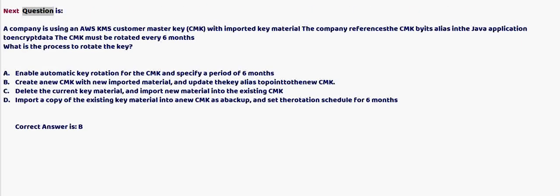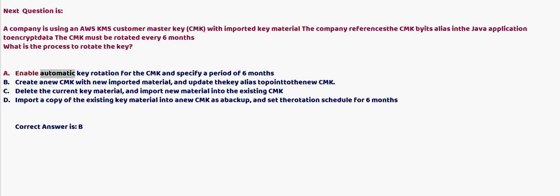Next question is: a company is using an AWS KMS Customer Master Key, CMK, with imported key material. The company references the CMK by its alias in the Java application to encrypt data. The CMK must be rotated every 6 months. What is the process to rotate the key?